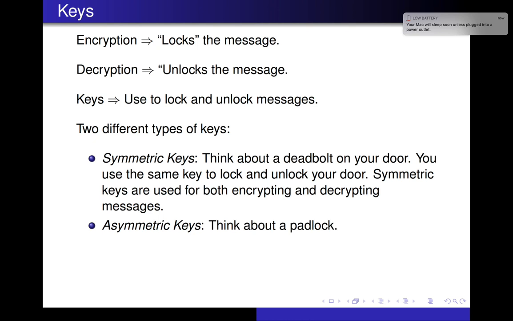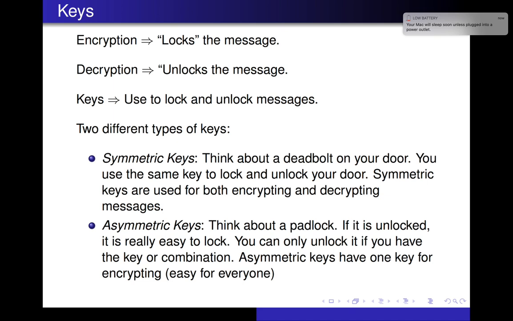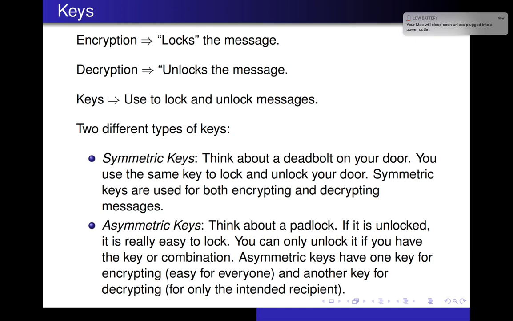And those work more like a padlock. Now imagine that somebody gives you a padlock that is unlocked. You can take that padlock without much knowledge and you could just put it on somewhere and actually lock it yourself. However, once you lock it, you can't unlock it unless you have some additional key, or if it's a combination lock, the combination. You can only unlock it if you have that key or combination. If we think what that means in terms of cryptography, what that means is if we have an asymmetric key, we can have one key for encrypting a message, and that should be easy for everyone, and then another key for decrypting that should only be able to be done by the person who receives it.